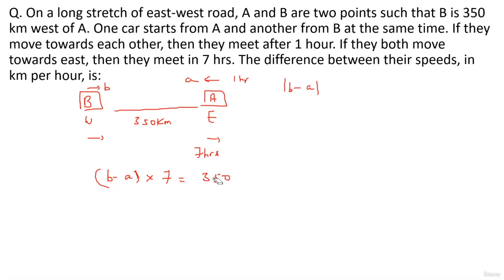Okay, or you can simply say the relative speed is nothing but the total distance divided by the time. The total distance is 350 upon the time is 7 hours. The difference of their speeds is 50 kilometers per hour.